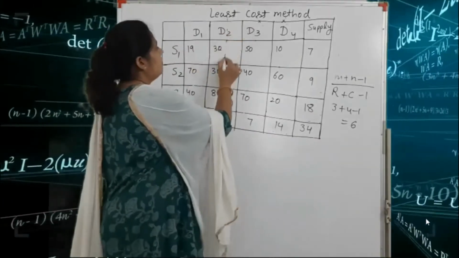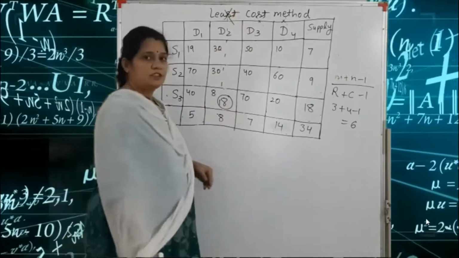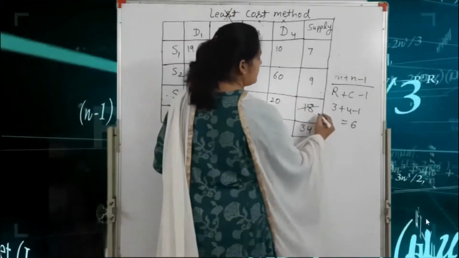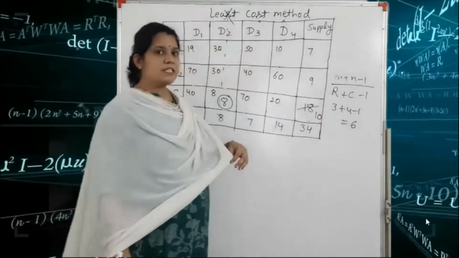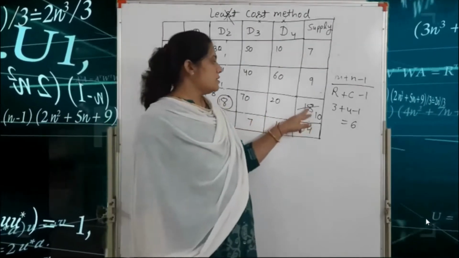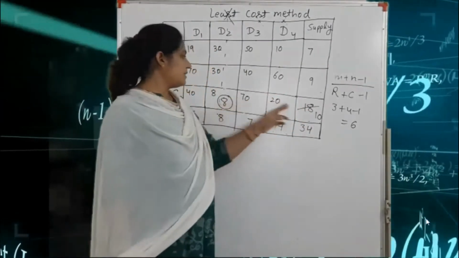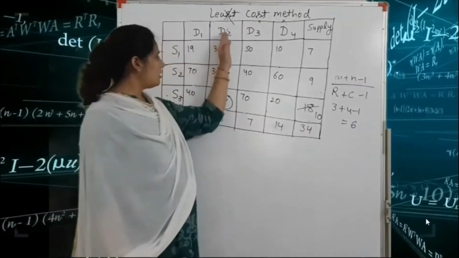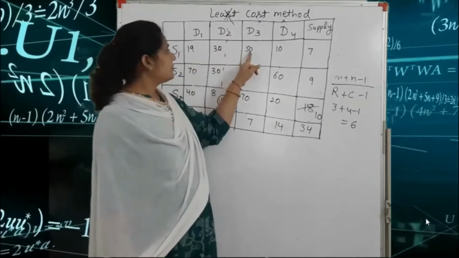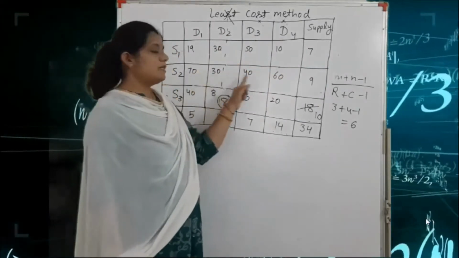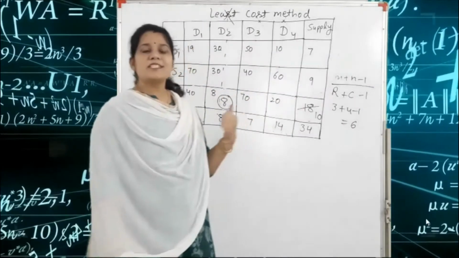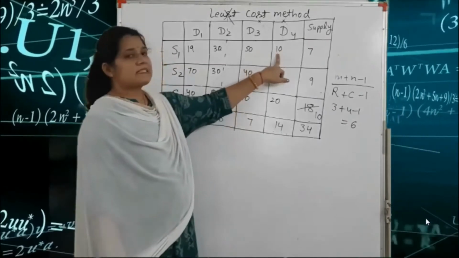So this column is cancelled. Got it? Here we write 8. So here 18 minus 8 is equal to what? 10. Immediately when we put an allocation number, we change the supply or demand number. That means 18 minus 8 is equal to 10, and this column is cancelled. And the remaining values are 19, 50, 10, 70, 40, 60, 40, 70, 20. So what is the lowest number? Lowest number is 10.